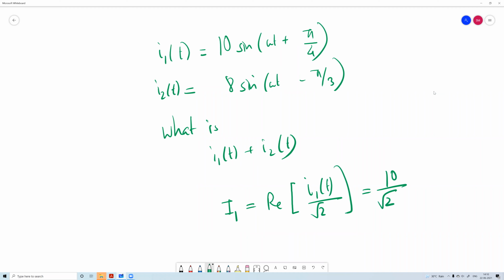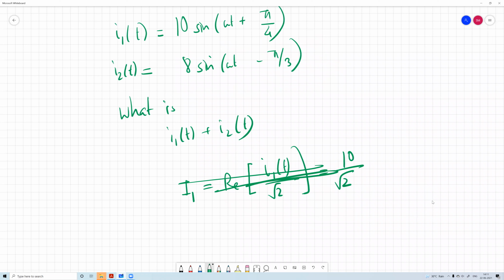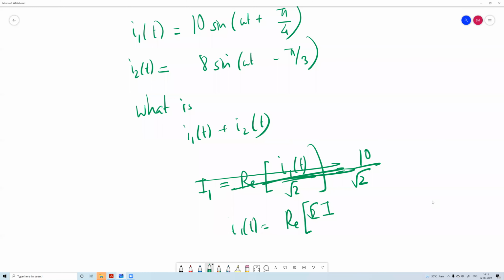Sorry, not correct. I1(t) would be the real part of root 2 I1. Then what will I1 be? I1 will become 10 by root 2 e to the power of j. From now on, I will write j instead of i.